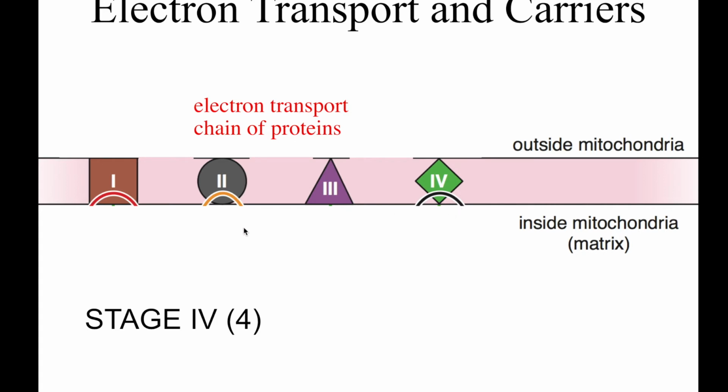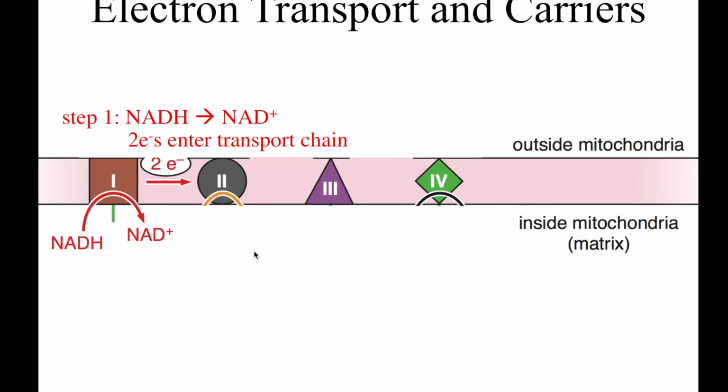There are proteins embedded in that membrane, a lot of them. 90% of that membrane by weight is protein, and they carry electrons. And they move electrons from one electron carrier to the next in a chain, like a bucket brigade. And as the electrons move from one to the next, they lose energy.